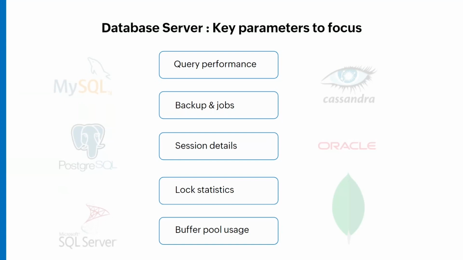The second important parameter is backup and jobs. Now, Applications Manager will help you identify when the last database backup was executed. Say, for example, you want your database backup to be performed every 24 hours. Say, if a particular database hasn't been backed up for the past 30 hours, Applications Manager would have already immediately generated an alert for it. This way, you can ensure that all your data is backed up.